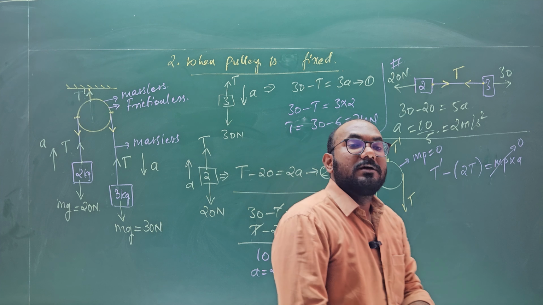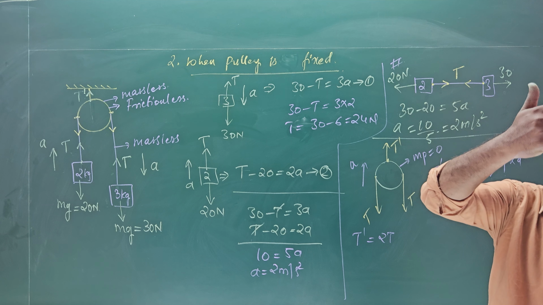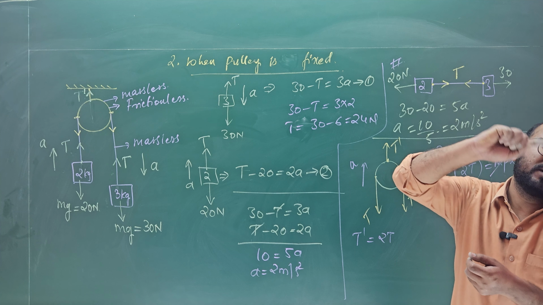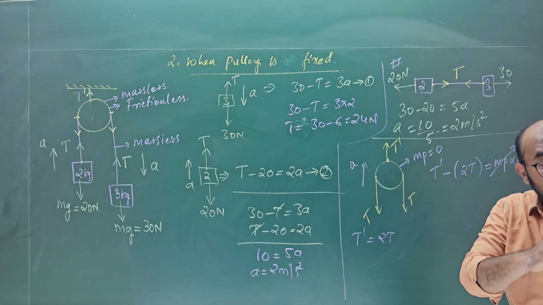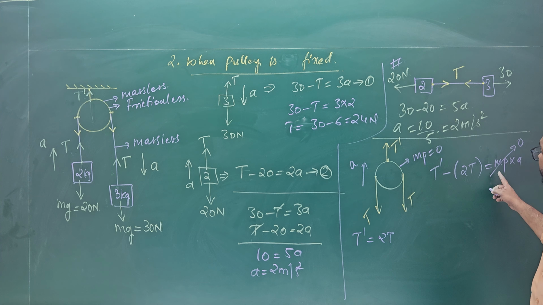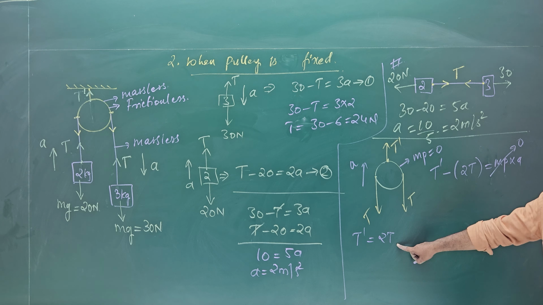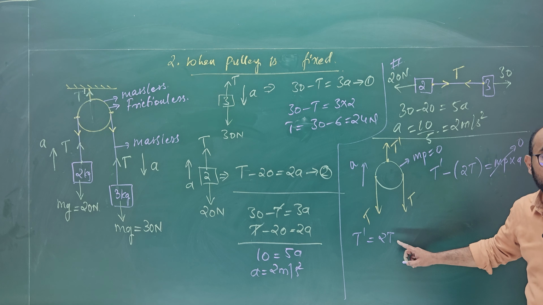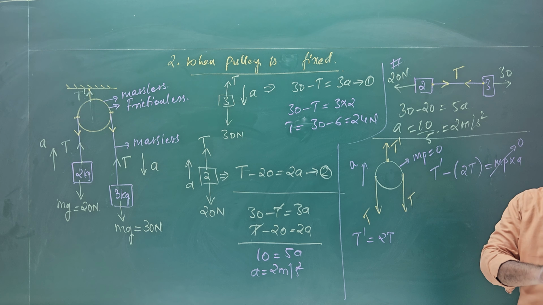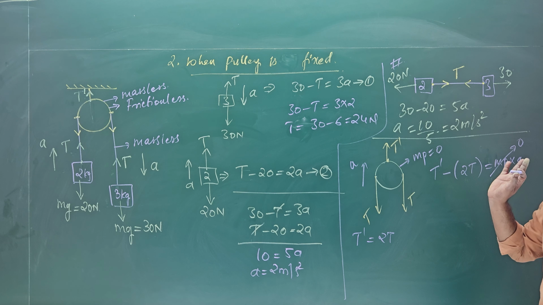Always, on the string where the pulley is hanging, tension will be twice. I got my point? But the condition is it should be massless. If the pulley has mass 0, then and only then this is applicable. If the pulley has some mass, then this is not applicable. Now I will put a question, try the answer.